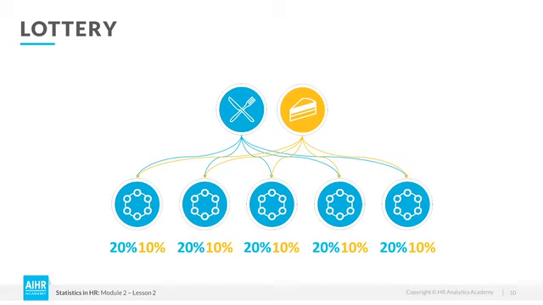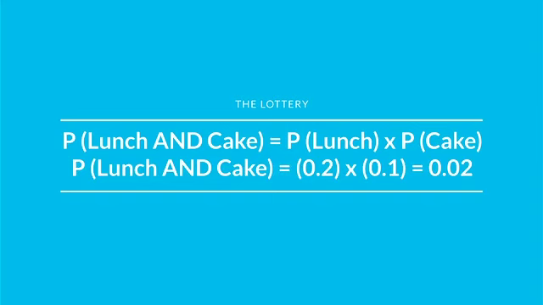Now we can calculate this further. What's the chance of getting the best day ever at work in the sales department, namely a free cake and a free lunch? For this, we multiply the odds of getting both free cake and a free lunch. Thus, we write down P(lunch and cake) equals P(lunch) multiplied by P(cake) equals 0.2 multiplied by 0.1 is 0.02, which is a 2% chance.